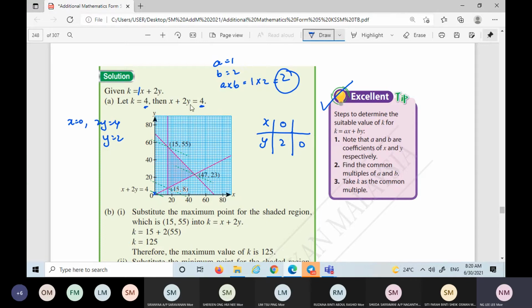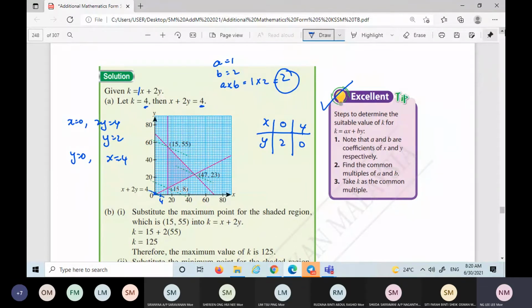Okay, then the other one, when y is 0, then x is 4. So you mark here 4. So you draw the line. A dotted line is better. Okay, then after that, this is the first part.